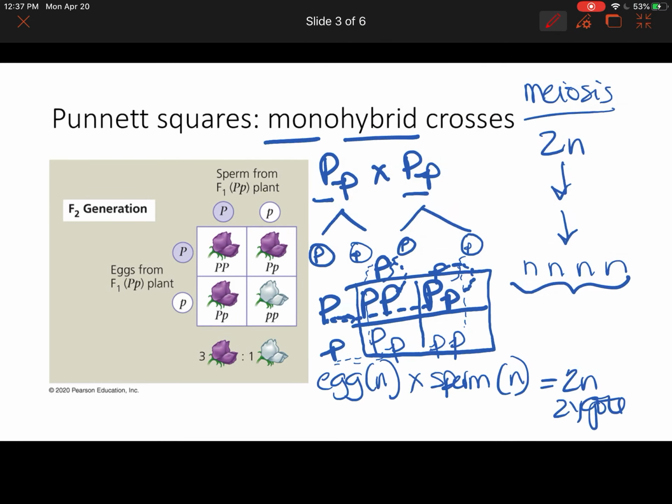Okay, so for the cross of two heterozygotes, we would expect in our offspring population one homozygous dominant, one homozygous recessive, and two heterozygotes out of every 4 offspring. Okay, so let's do another example.